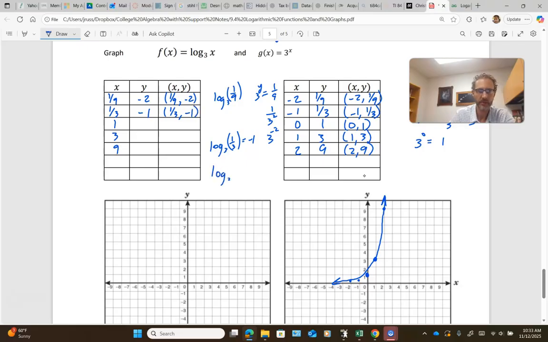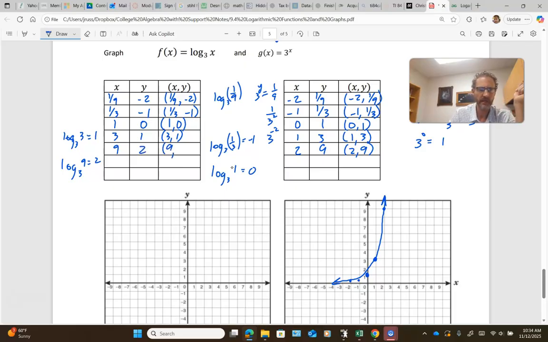And then log base 3 of 1 is 0, because you're asking yourself, 3 to what power is 1? 3 to the 0 power. All right, and then log base 3 of 3, well, that's just 1, because 3 to the first is equal to 3. And then finally, log base 3 of 9 is 2, because 3 squared gives us 9.